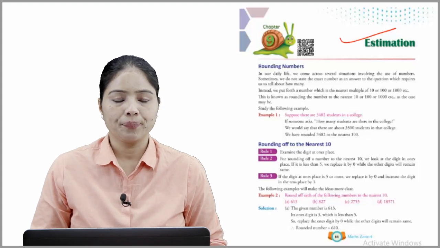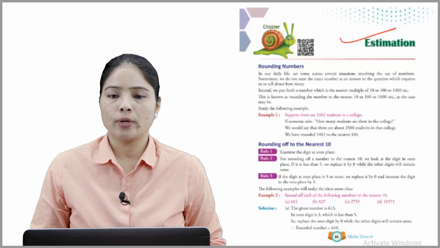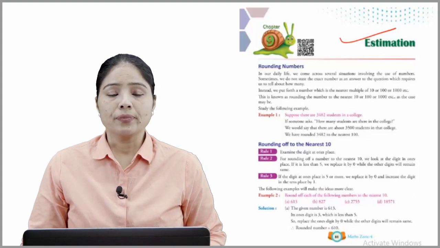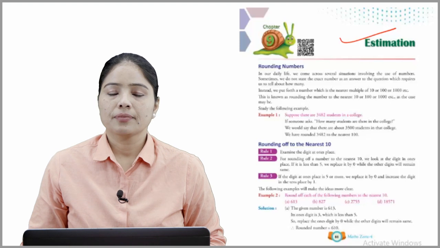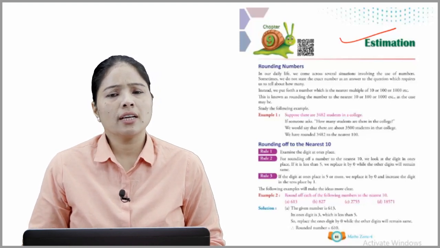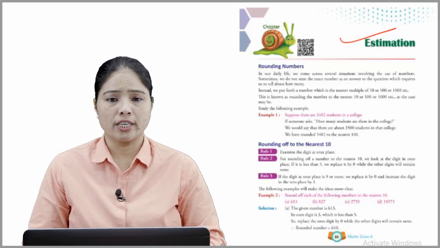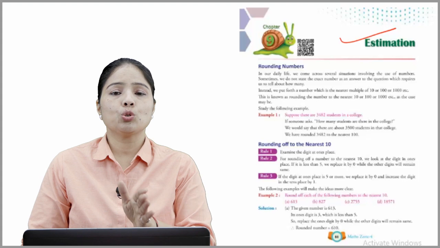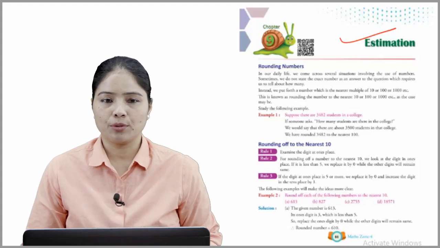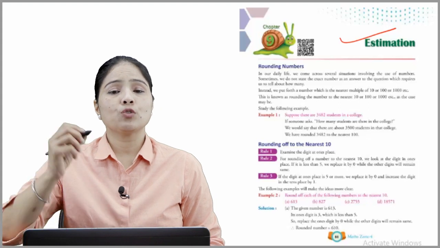Example number 1. Suppose there are 3482 students in a college. If someone asks, how many students are there in the college? You would say that there are about 3500 students in that college. We have rounded 3482 to the nearest 100. Okay, I hope you understood. Now rounding off to the nearest 10.